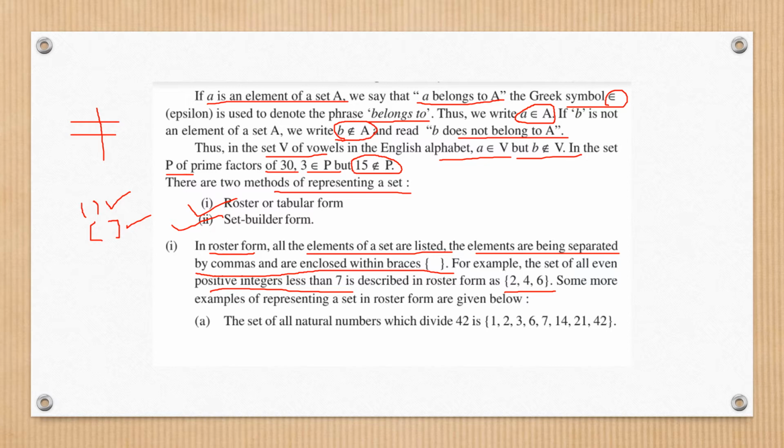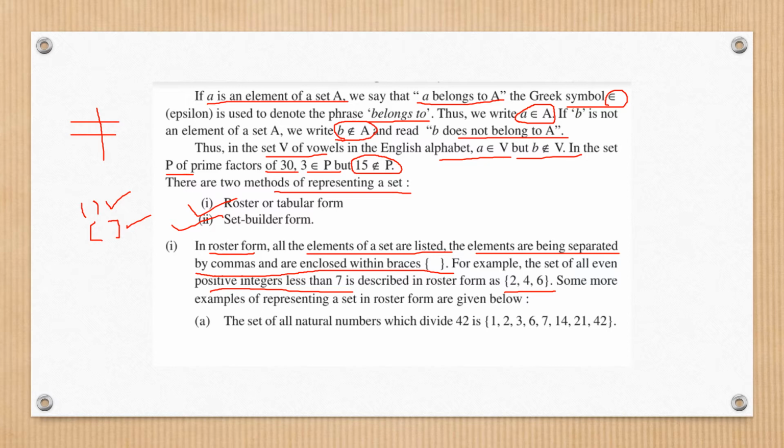Right, as in your attendance register, your names are there and we just write everybody's name there. So by listing the elements, but there we don't separate by commas, we separate by lines. So that becomes a matrix type of arrangement. But in this roster form, you have to list the elements in brackets and separated by commas, right?